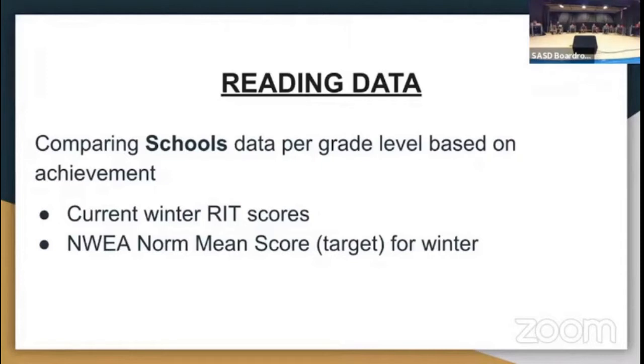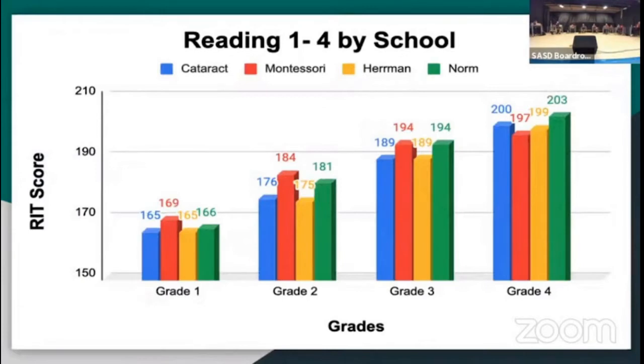Now I'm going to show you the reading data that compares our schools. So each school also, we can break up that data to know how our schools are doing. So I'll have our current RIT scores for each of our schools for the winter. And then also I have that winter target score, that norm score also. So here's our grade levels 1 through 4 by school. You can see Montessori for grades 1, 2, and 3 exceeded or met that goal.